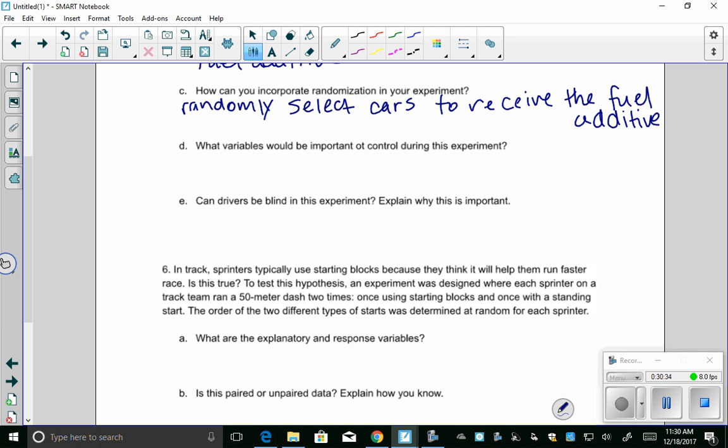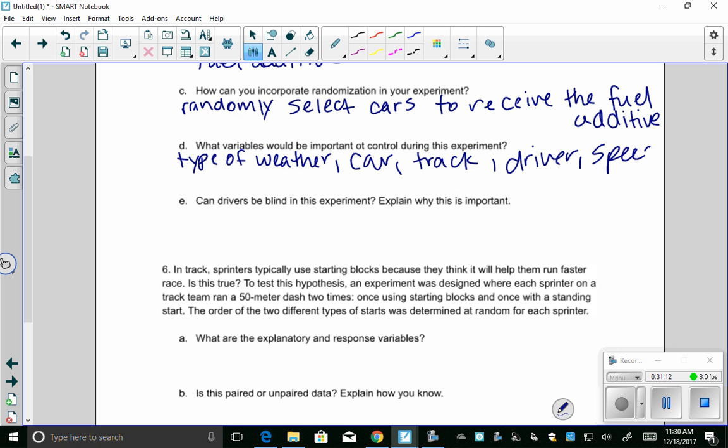What variables would it be important to control during this experiment? Type of weather, car, track. It's not really one that you want to say because it's NASCAR. But if I said no, they'll be on and make a big deal about it. Type of driver. Speed. Oh, yeah.